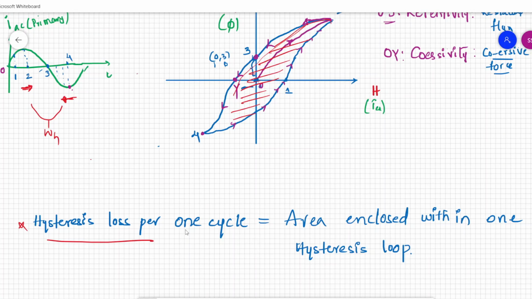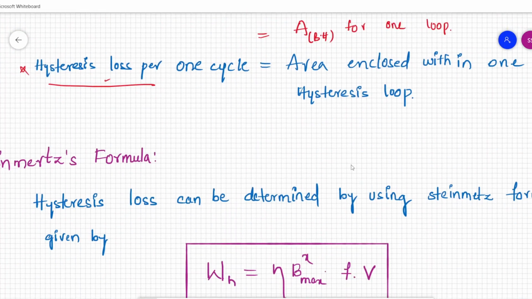So this is how we can relate hysteresis loss with the BH curve. The area under the BH curve for one full cycle will give us the hysteresis loss for one complete cycle. So this is hysteresis loss.